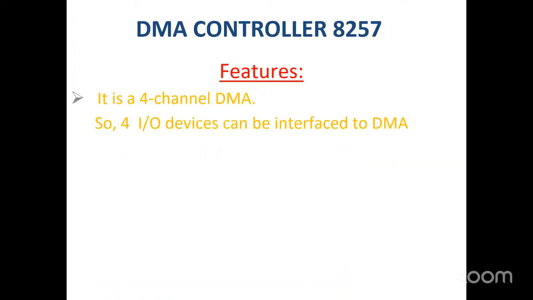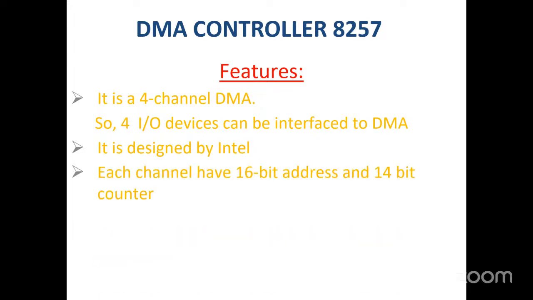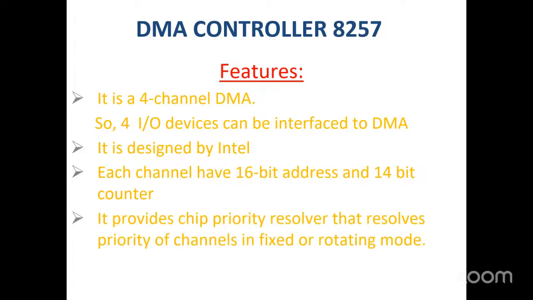And this 4 IO device can be interfaced to DMA. It is designed by who invented this? Intel. Like 8086 also Intel and 8051 also Intel. Each channel has a 16-bit address and 14-bit counter lines. It provides a chip priority resolver that resolves the priority of channels in fixed or rotating mode.